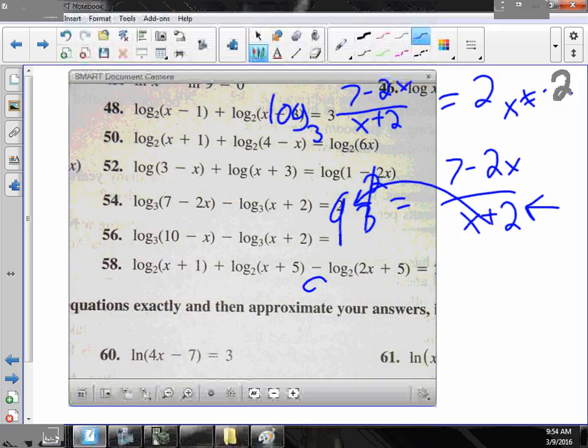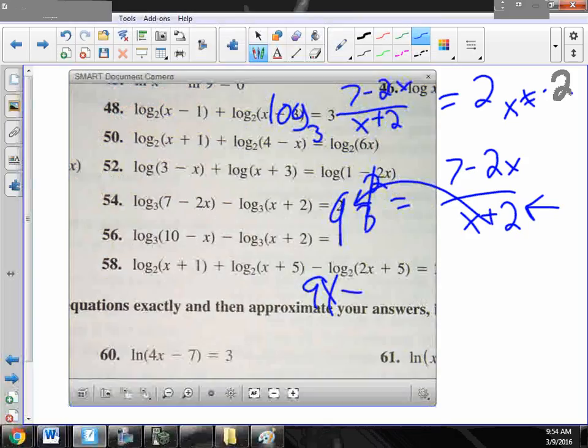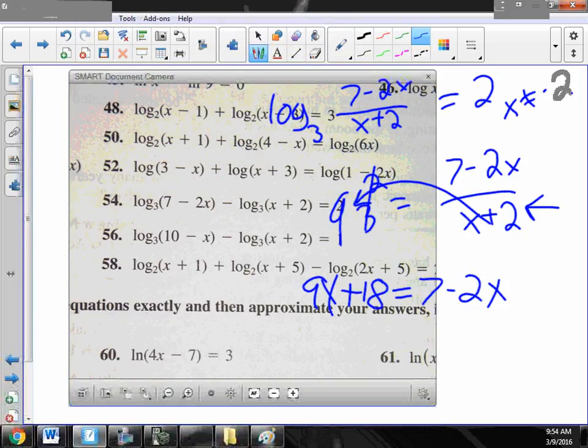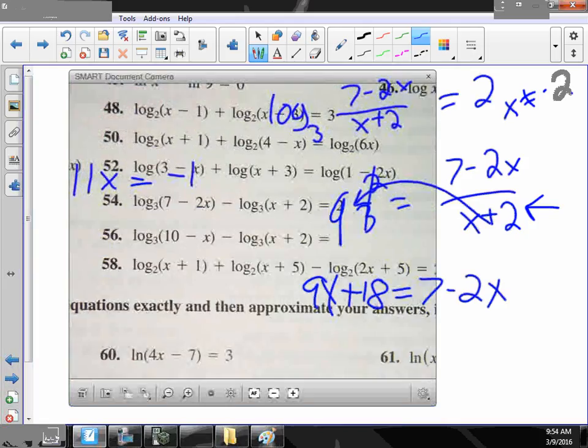So 9x plus 18 equals 7 minus 2x. Add that 2x back over. 11x, subtract the 18. That would be 9. No. Oh, it's 11. -11. So x equals -1.